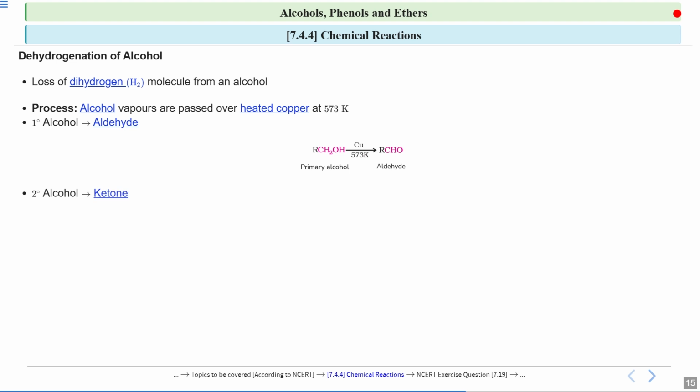When you're talking about secondary alcohol, then ketone is formed. Now look at this. This is a secondary alcohol. When you pass the alcohol vapors of this alcohol over heated copper at 573 Kelvin, you will see that H2 will leave. So there will be a double bond between carbon and oxygen, and since there are two R groups here, a ketone is formed in case of secondary alcohols. So in dehydrogenation, there is loss of hydrogen from alcohol; your primary alcohol will form aldehyde and your secondary alcohol will form ketone.